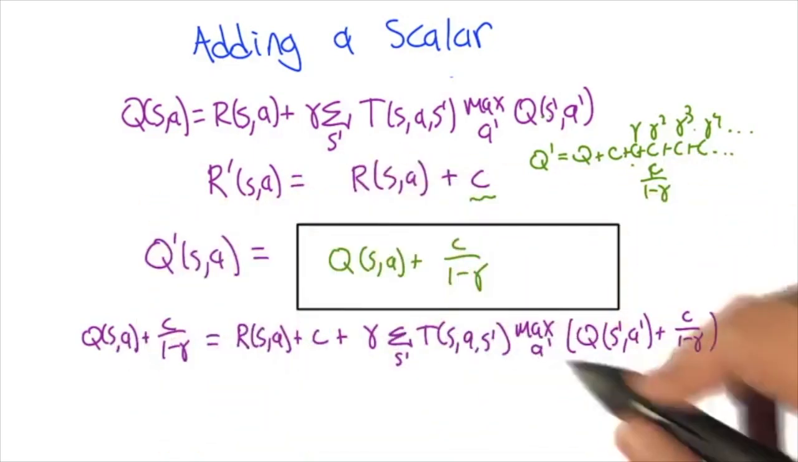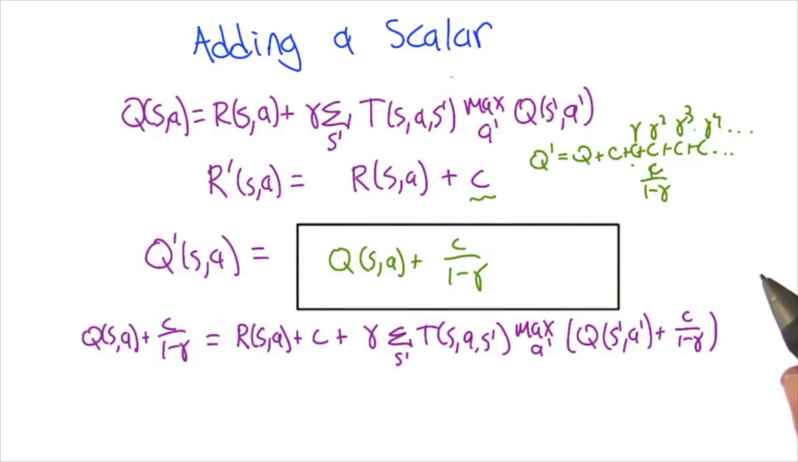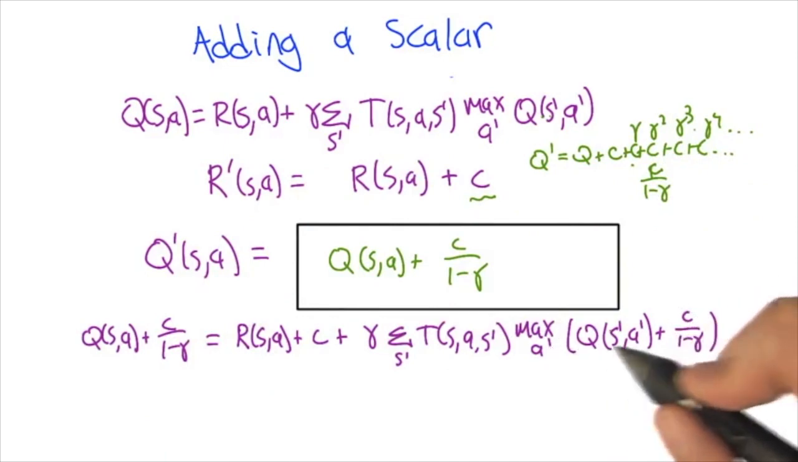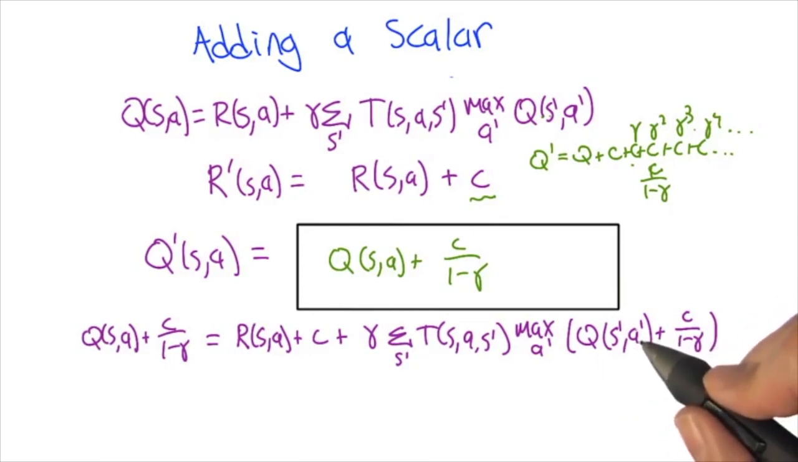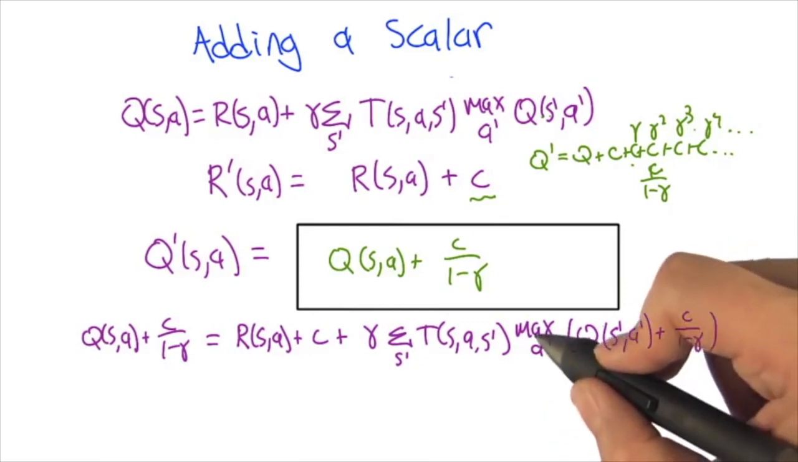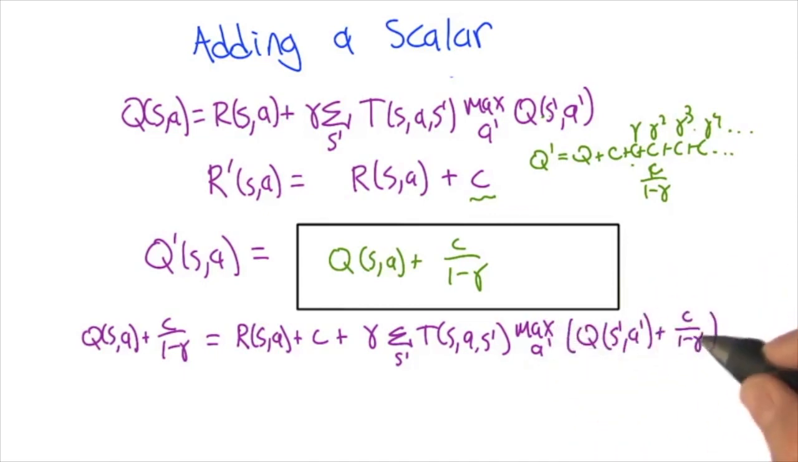So this is true if and only if what? Well, we have this C over 1 minus gamma inside the max getting added to this Q(S prime, A prime). How does that influence the max? It doesn't affect it at all so long as C is positive. Even if C is negative, actually, because it doesn't depend on A at all. It's a constant. So we're adding this constant to all the different pieces of the max. So then the actual max that we get at the end of that is going to be whatever the max was before plus this same constant.